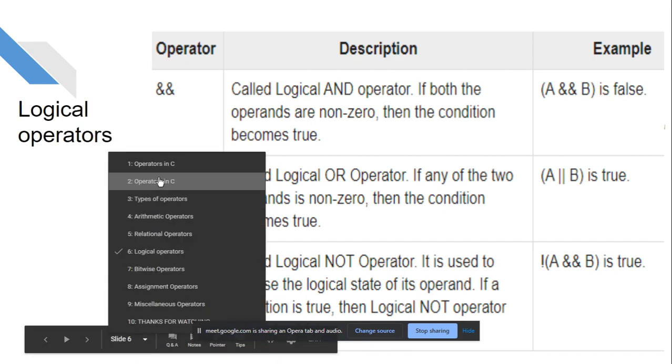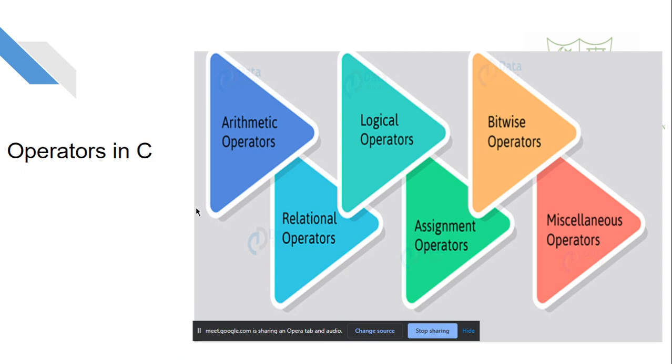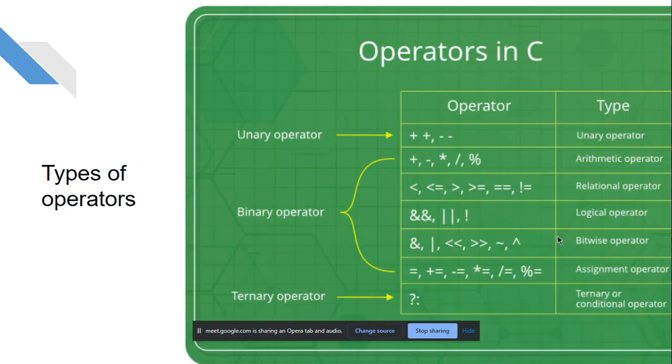So girls, today we will see about the operators in C, and then I'm on to the next slide. There are arithmetic operators, logical operators, bitwise operators, relational operators, assignment operators, and then miscellaneous operators. Let us see them one by one with examples.